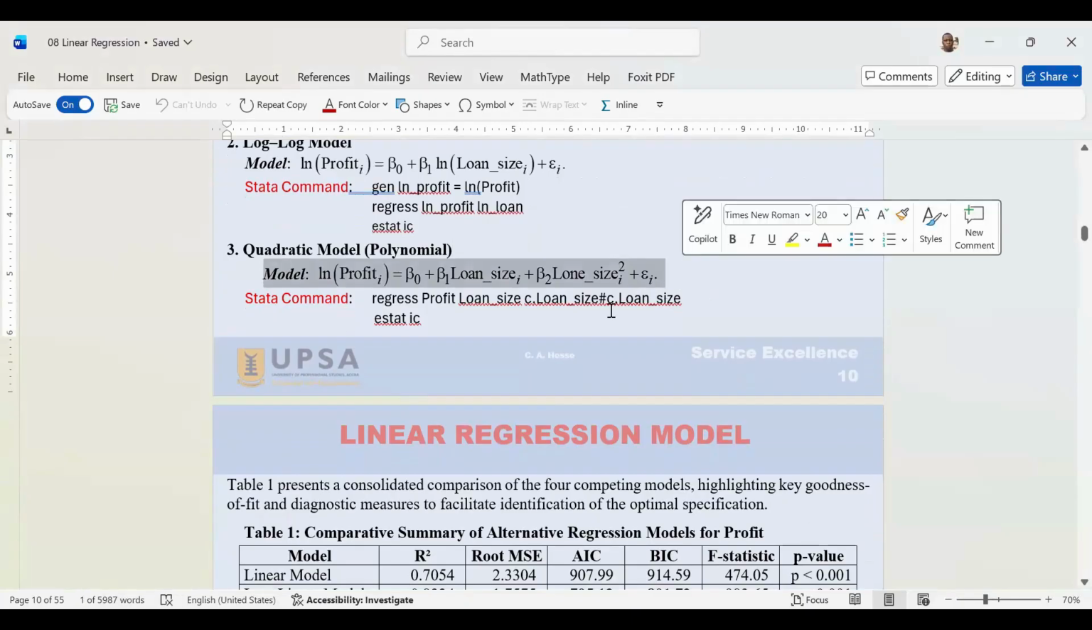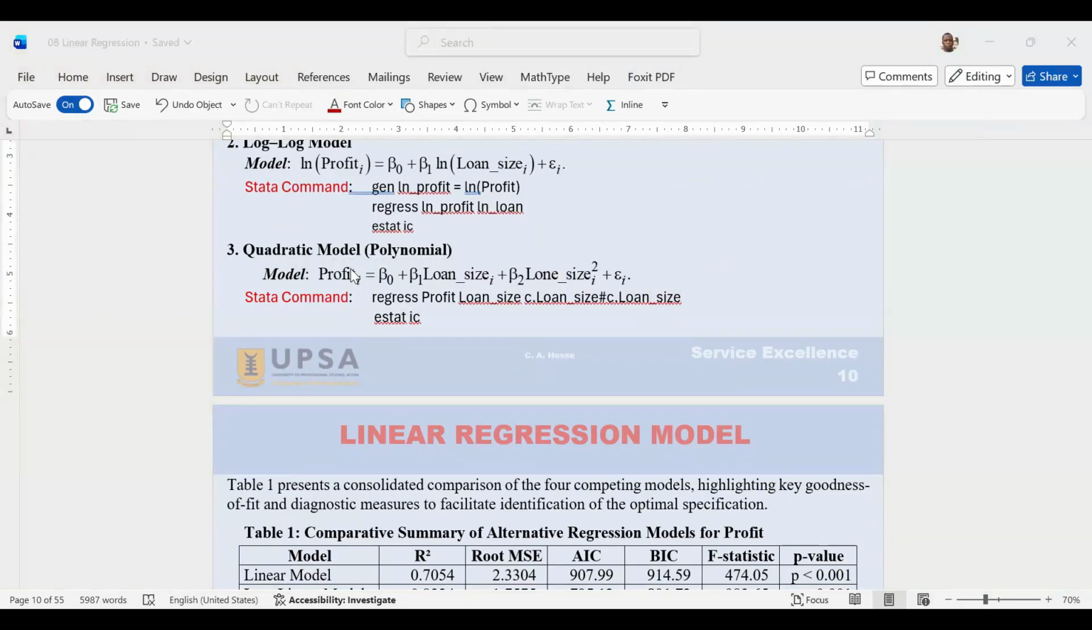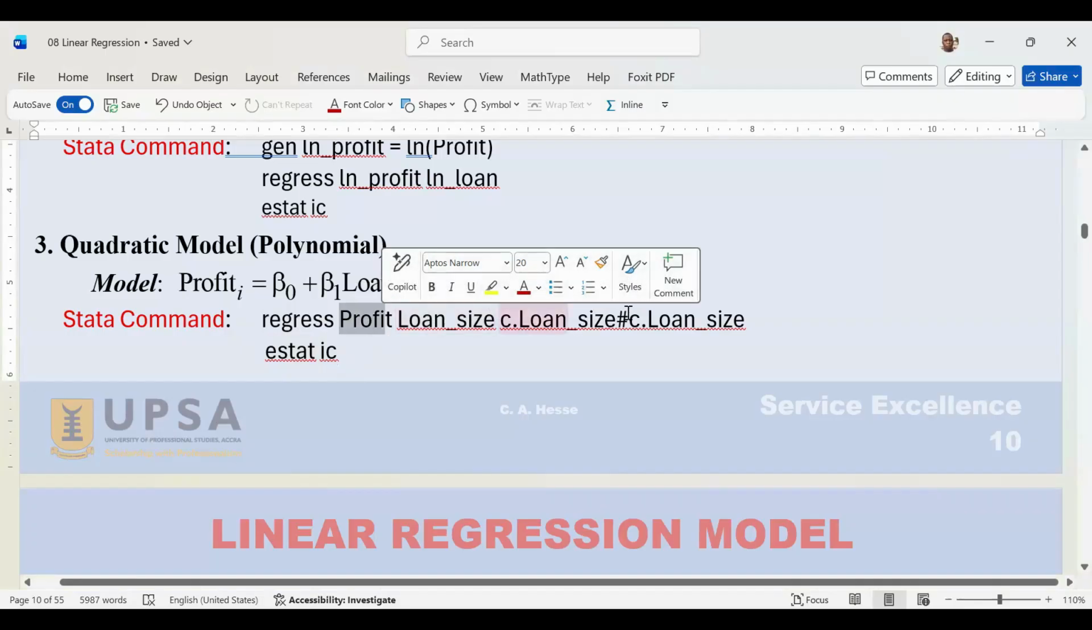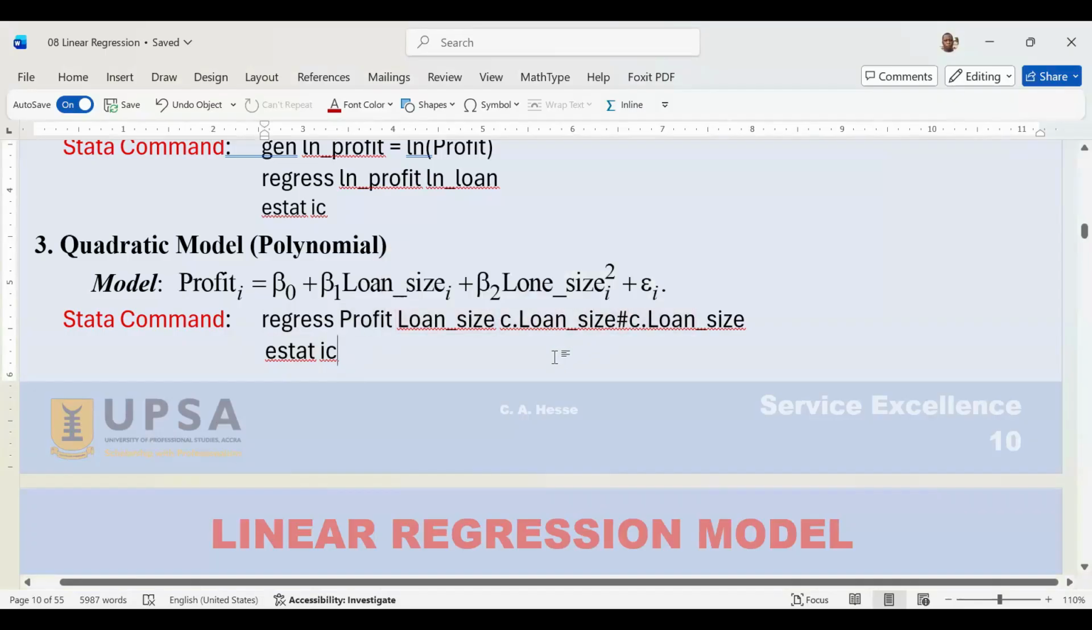So this is a quadratic regression. So what are we running? Profit as a dependent variable. Then we have beta naught, beta 1 times loan size, then beta 2 times loan size squared, plus the error term. So how do you run it? So we regress. Okay, sure. So what's the command? First, what was the dependent variable? Profit. Profit, yes. What's the independent variable? Loan size. But loan size is quadratic. We are assuming loan size is quadratic.